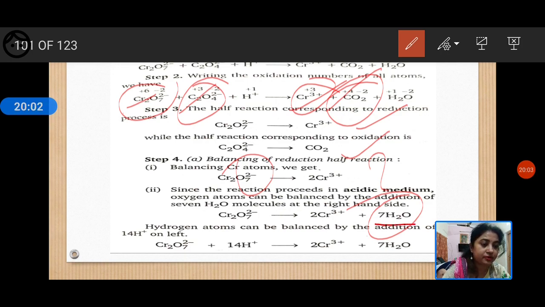If we are adding 7 water molecules to balance this oxygen, then what extra will we get? We will get extra 14 hydrogen. That 14 hydrogen will be added on the reactant side.